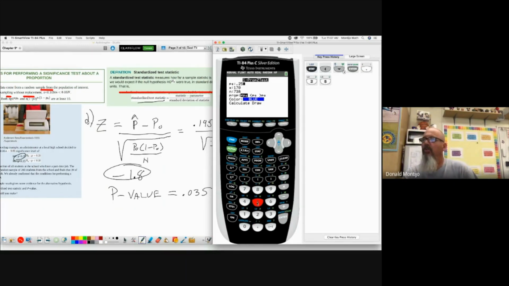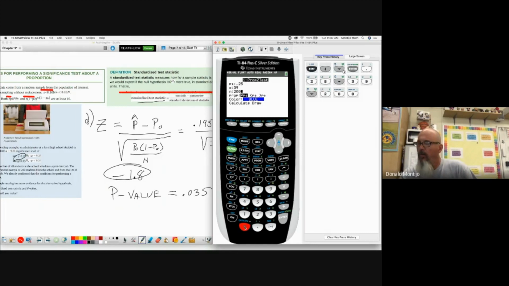That's the proportion of all high school students that have a part-time job. What was X? So how many did we find in our sample that had a part-time job? Oh, 39. Out of how many did we ask? Oh yeah, 200 was our sample size.